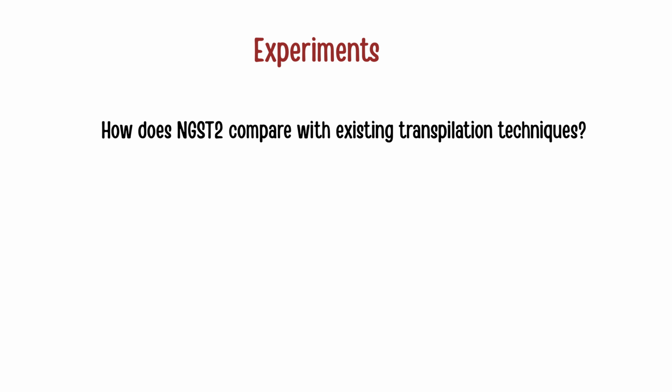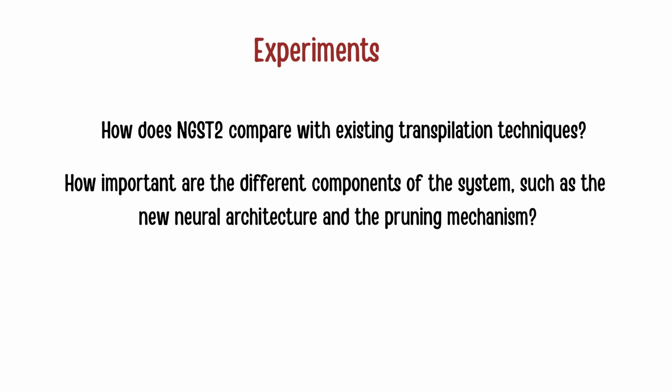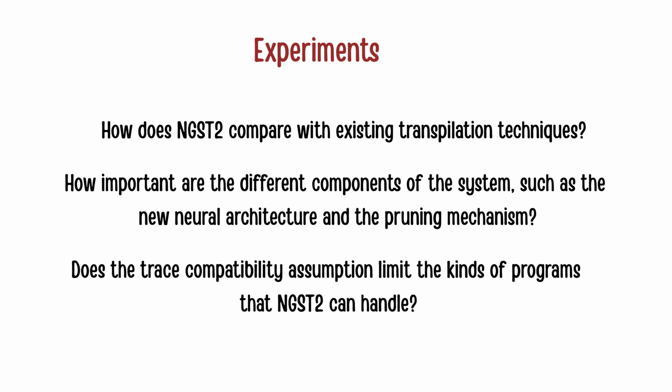Now that we understand how NGST2 works internally, let's see how well it performs on real-world code. The authors designed their experiments around three main research questions. First, how does NGST2 compare with existing transpilation techniques? Second, how important are the different components of the system, such as the new neural architecture and the pruning mechanism? And finally, does the trace compatibility assumption limit the kinds of programs that NGST2 can handle?